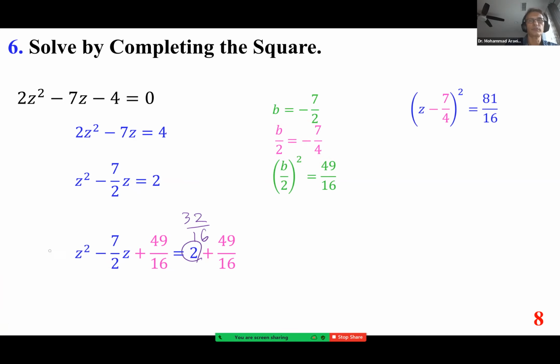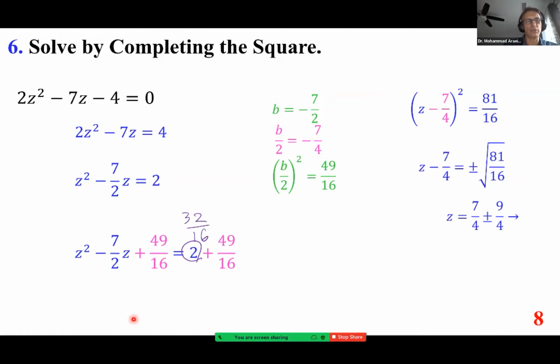Also, again, just the way it is, including the sign, b over 2, we put it here. So what's inside, it's plus or minus the square root of the right side. 81 gives you 9, 16 gives you 4. And so you need to add them up.